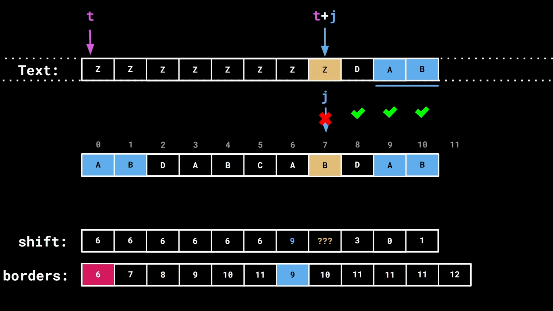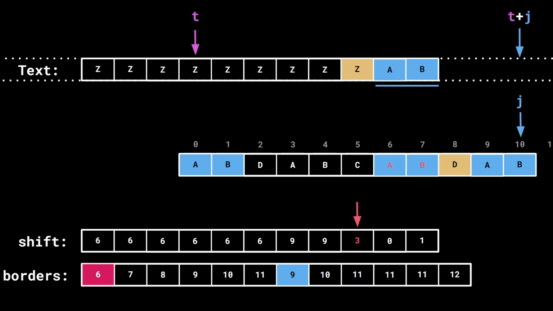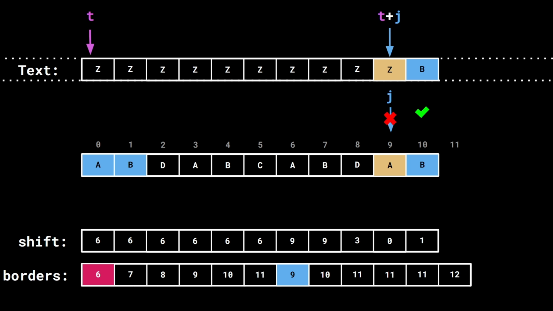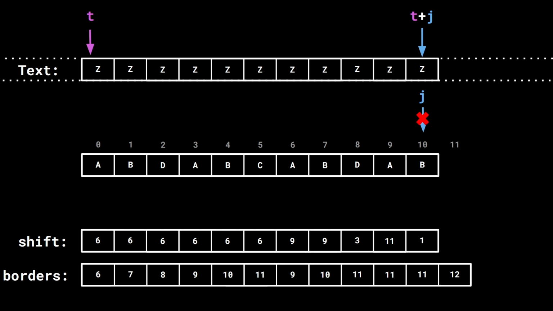Now, if we continue, we are in a similar position as previously, where AB is still a prefix and suffix of P and was found in the text. So we can shift by 9. Now for the next position, we already computed the shift when we were finding borders. So we already know that we can shift by 3. For the next one, we are reaching the borders, so we can't shift by 9 anymore. But if we take the border of this substring, which is 11, we know that we can shift the pattern by 11. Now for the last character, we already computed the shift, which is 1.